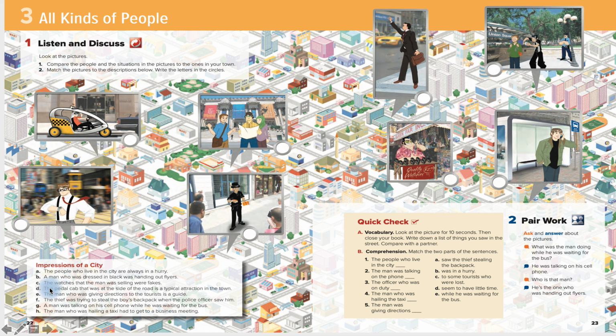C. The watches that the man was selling were fakes. D. The pedal cab that was at the side of the road is a typical attraction in the town. E. The man who is giving directions to the tourists is a guide. F. The thief was trying to steal the boy's backpack when the police officer saw him.